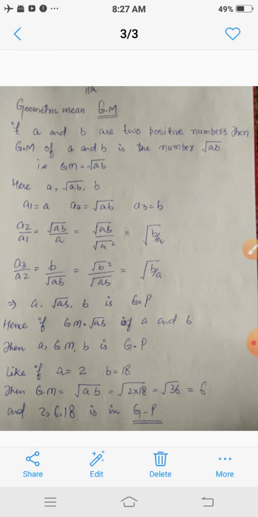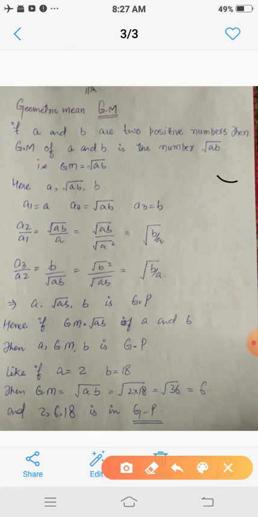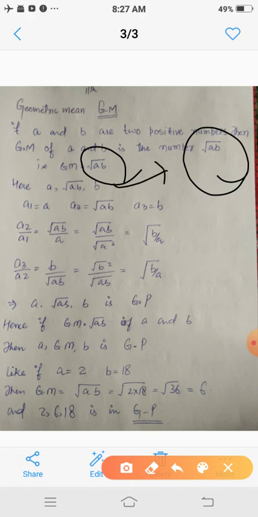Now, if a and b are two positive numbers, here the condition is that these two should be positive. Then the geometric mean of a and b is the number equal to root ab. That is, the geometric mean between any two numbers is the square root of a into b. Here a, root ab, and b form a finite sequence.